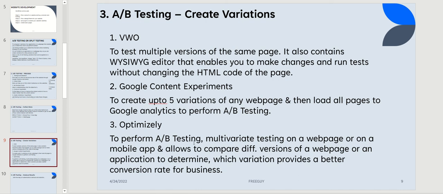And Optimizely. This is to perform split testing and multivariate testing on a web page or mobile app, and it allows us to compare different versions of a web page or an application to determine which variation provides a better conversion rate for the business. Optimizely allows us to perform tests comparing different URLs, running across multiple pages and flows, running different variations for different sets of audiences, and applying hot fixes on a web page for all the visitors.